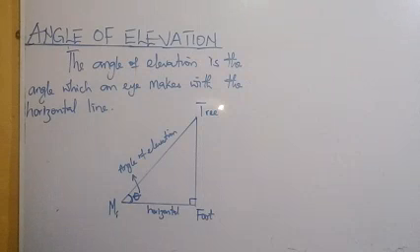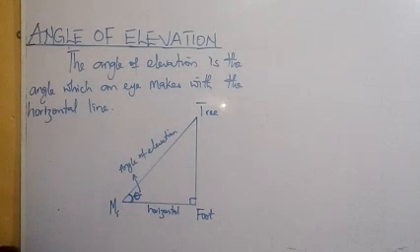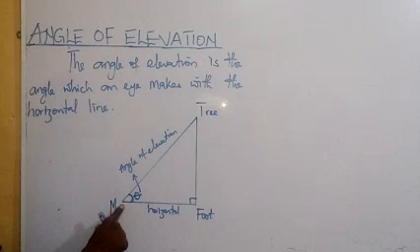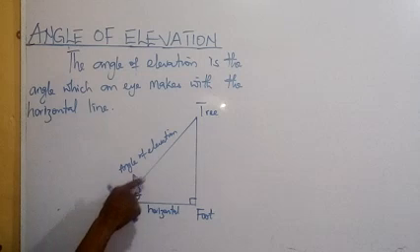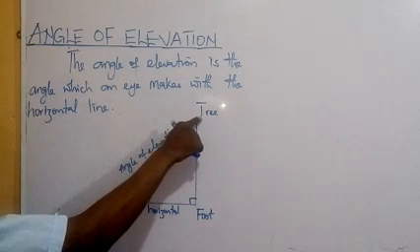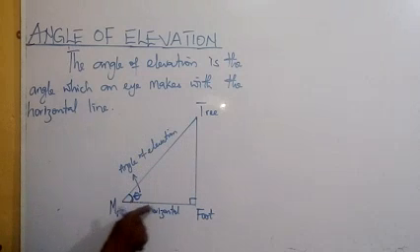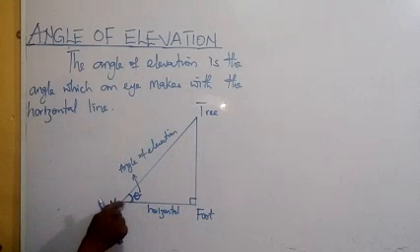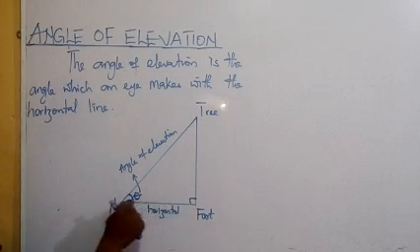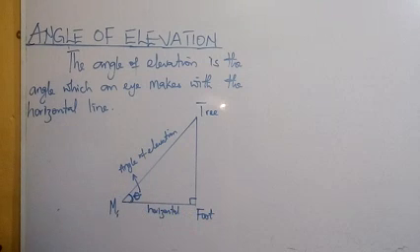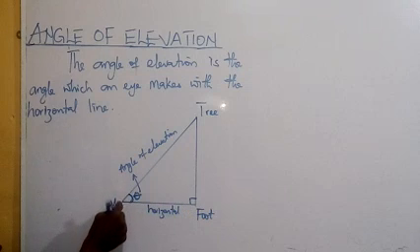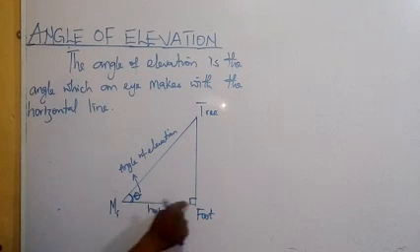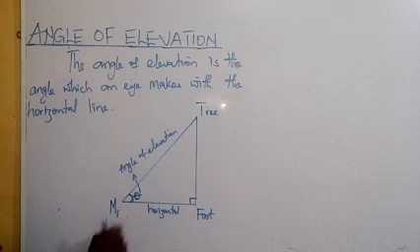All right, what I have for you today is on angle of elevation. The angle of elevation is the angle, that is this angle, which an eye makes with the horizontal line. For example, assuming a man is standing here and the man turns his eyes up to look at the top of a tree here with this horizontal line, which means the man has formed an angle here with this horizontal line. So this angle is what we call angle of elevation. The angle which the man's eyes makes with this horizontal line is called angle of elevation.